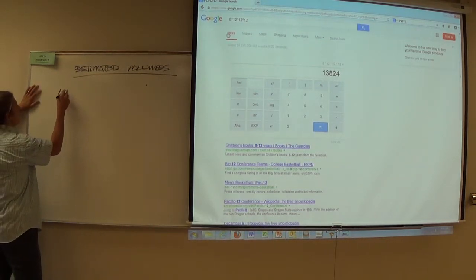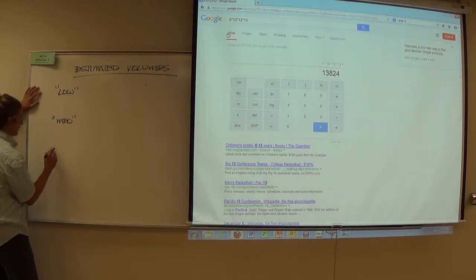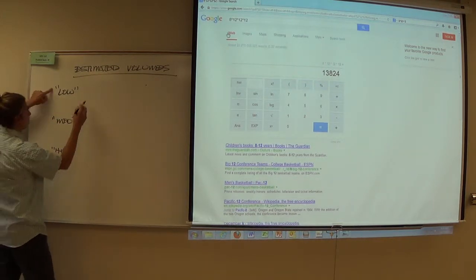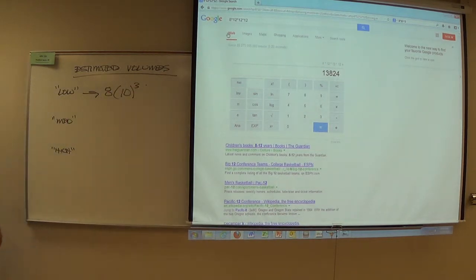So low, medium, and high. Okay, so low, 8 times 10 cubed. Okay, that's what you guys have to do. You have to take the x out, put a 10 in, and go from there, yes? X out, 10 in, go from there. But where did the 10 come from? The low ball estimate, you're using the 10.